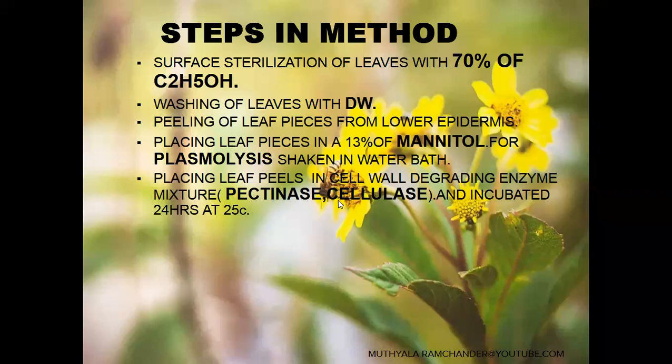That cell wall degrading MJ mixture contains pectinase, cellulase, hemicellulase. These are also called macerozyme enzymes. Pectinase, cellulase, hemicellulase: these enzymes are called macerozymes. The macerozymes are called cell wall degrading enzymes.